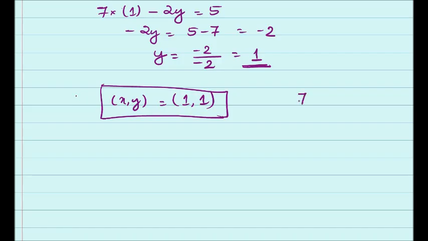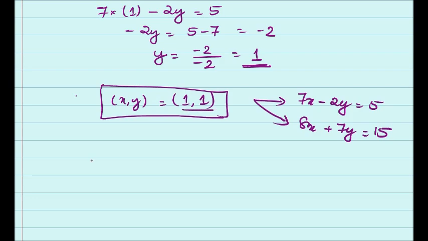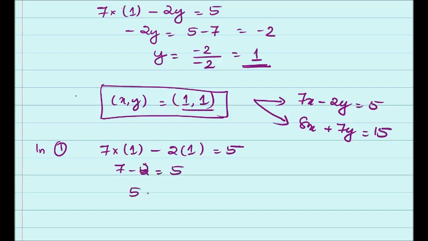Well, given that 7x minus 2y is equal to 5 and 8x plus 7y is equal to 15. In each equation, we will substitute the values of x and y and verify the answer. So, in the first equation, 7 into 1 minus 2 into 1 is equal to 5. That is 7 minus 2 is equal to 5. That is 5 is equal to 5.